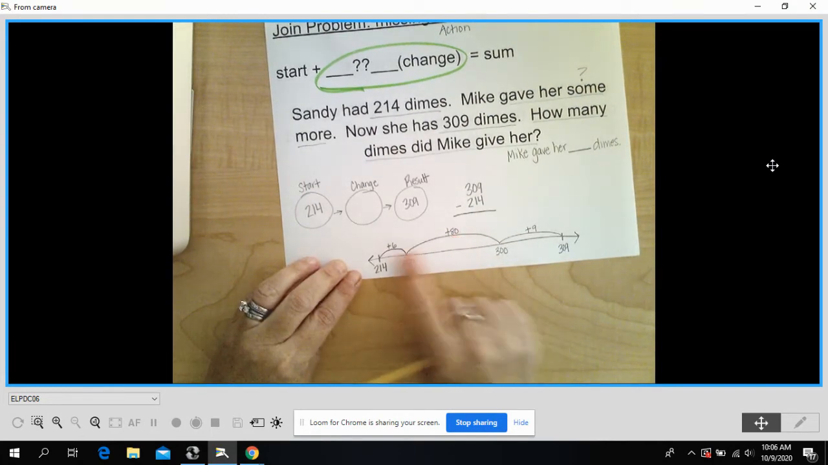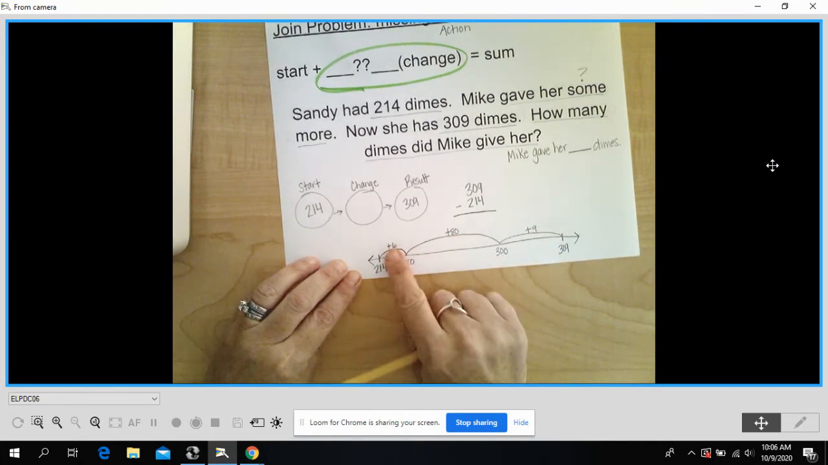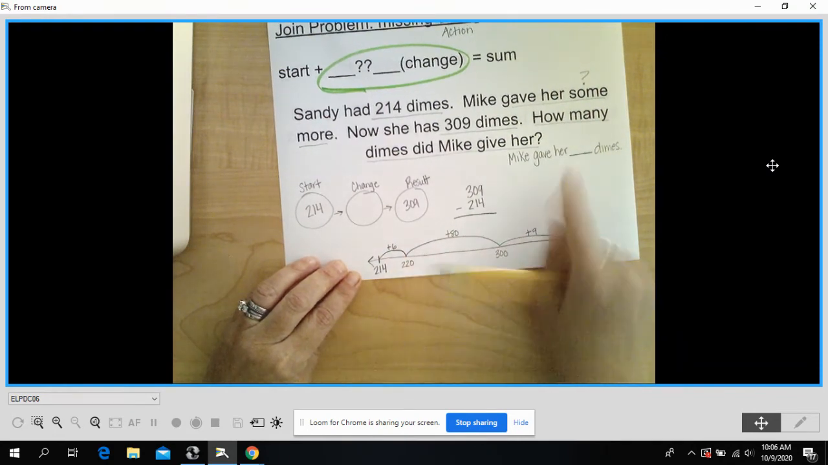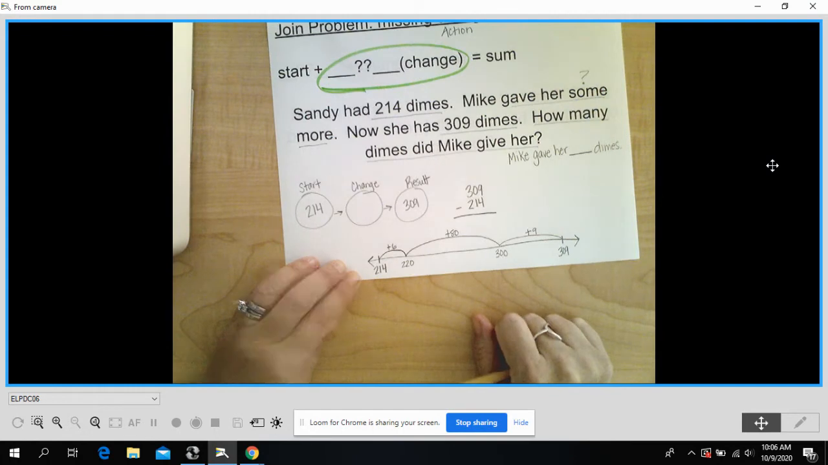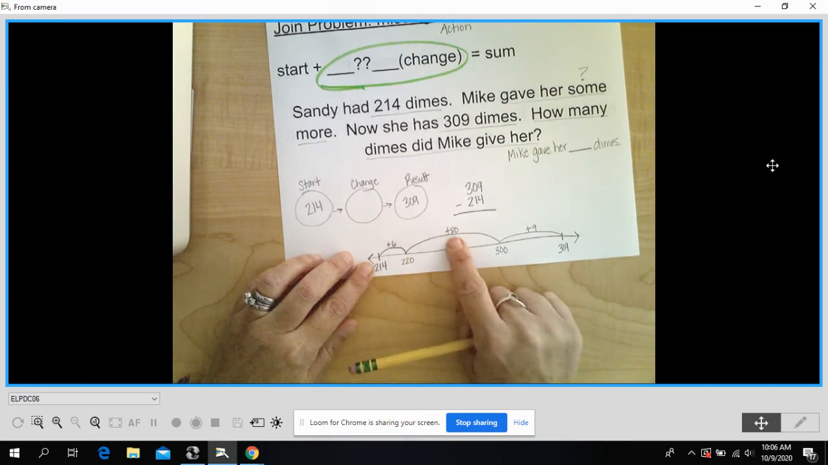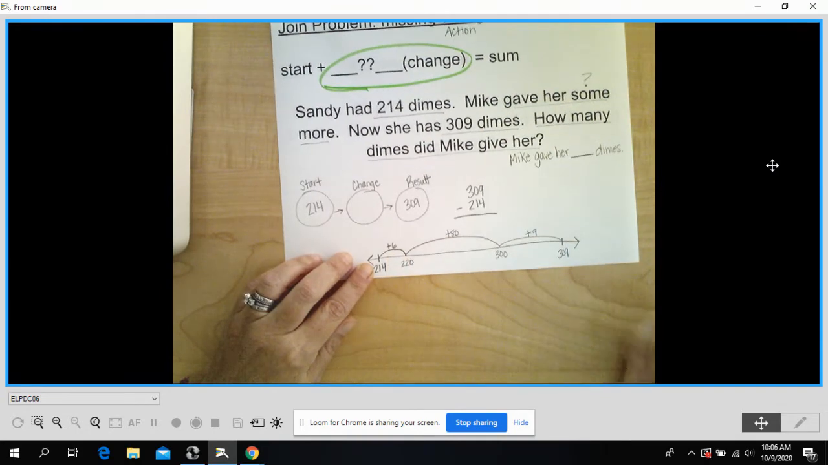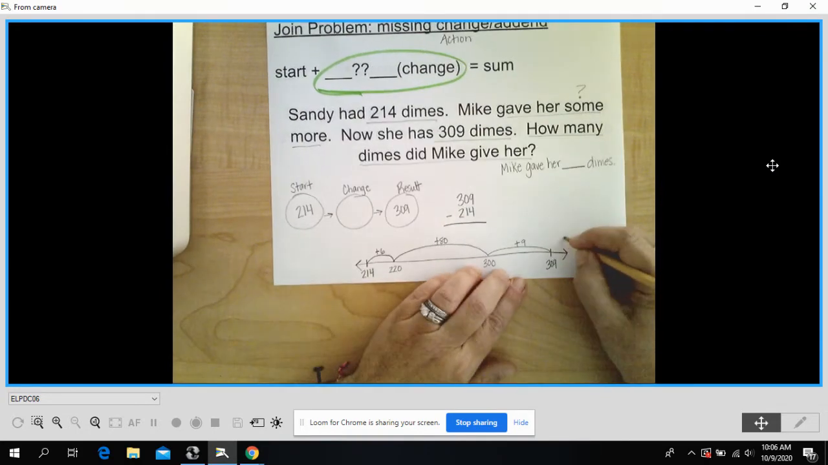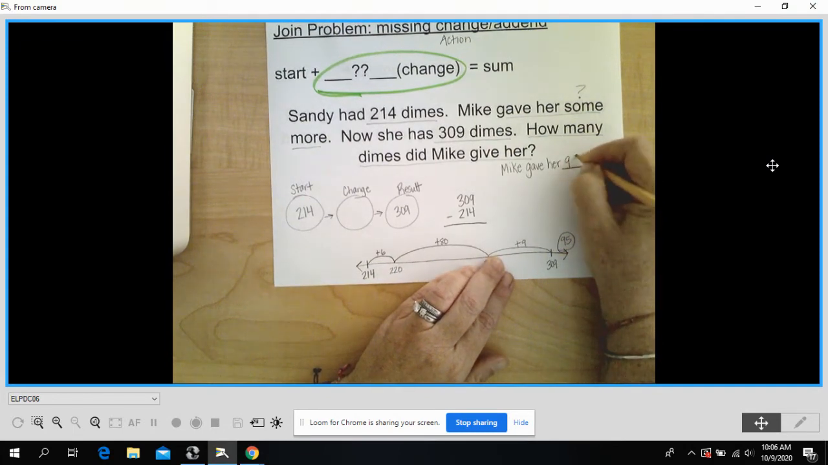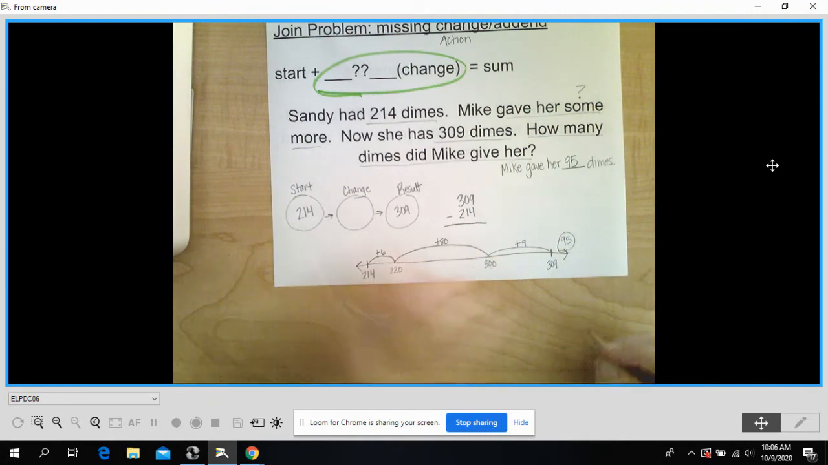So now if I add 80 plus 6 plus 9, I get my answer of how many dimes Mike gave Sandy. So let's do that. 80 plus 6 is 86. 86 plus 9 takes us to 95. So Mike gave her 95 dimes.